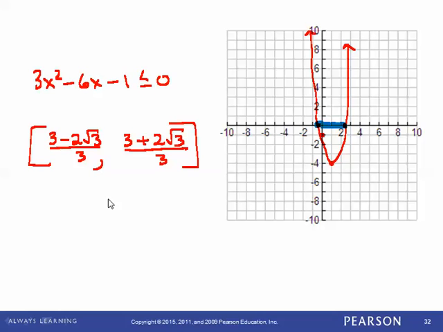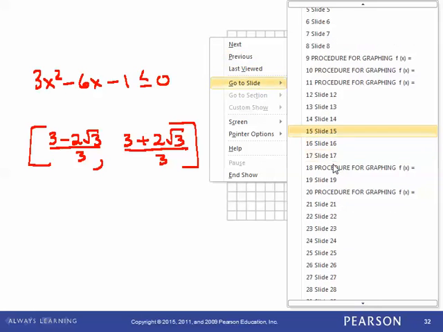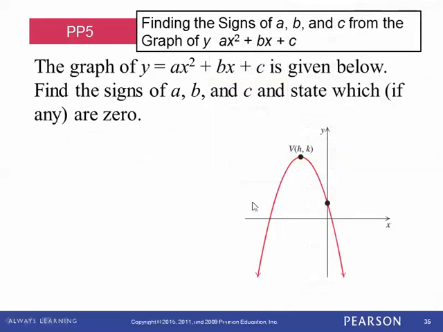All right, good there. Let's go just a little bit more abstract. This is practice problem number 5. So here it is. I have just an abstract concept. It's ax squared plus bx plus c. So what I want to know out of this is just the signs for a, b, and c.